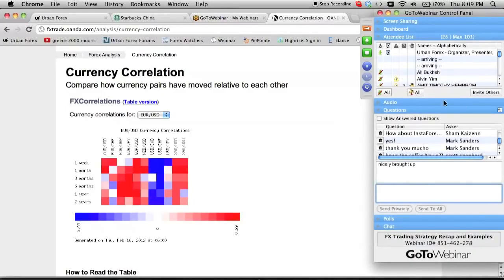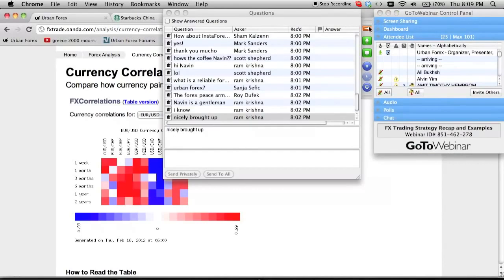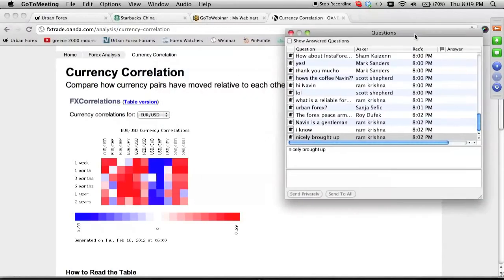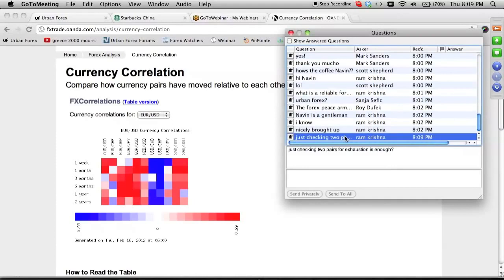Okay, so as of right now, before we continue, any questions so far? Okay, on what is an exhaustion candle, what are pivot points, and just checking two pairs for exhaustion is enough. Ram is asking if checking two pairs for exhaustion is enough.